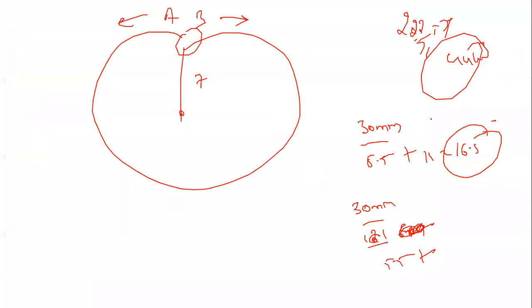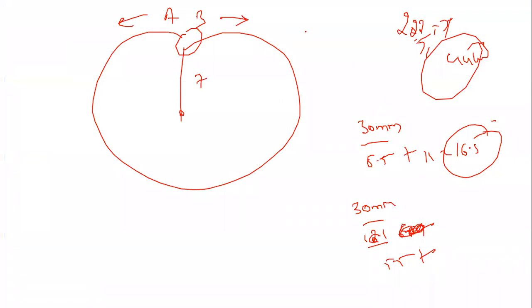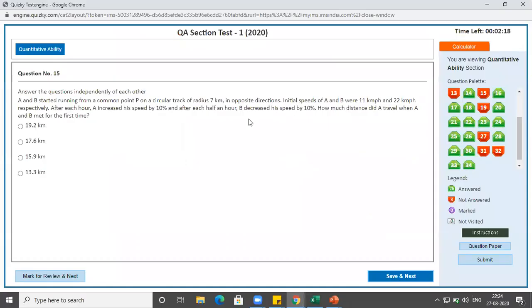So B was earlier at 22 per hour, now it's around 19.8. Half of 9.8 will be 9.9. So 9.9, this is what, 15.4. So 16.5 plus 15.4 which is like 31.9 kilometers covered, out of 44. Okay, so they will meet after 1.5 hours. How much distance did A travel? Now, what will happen in the next half hour?